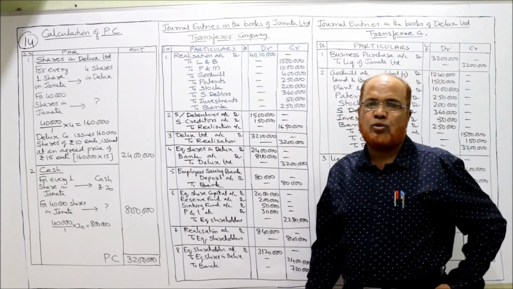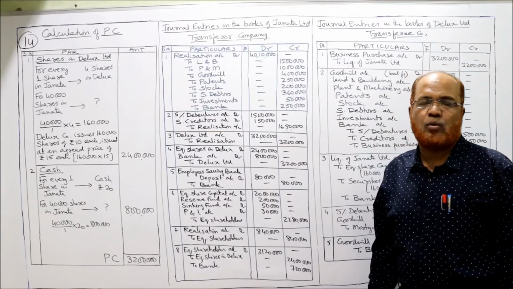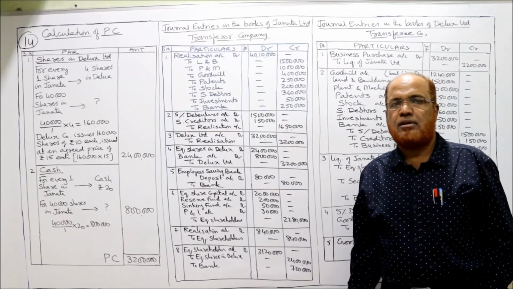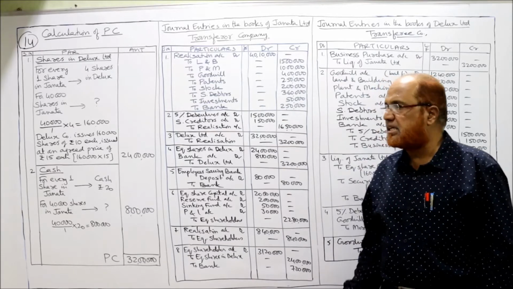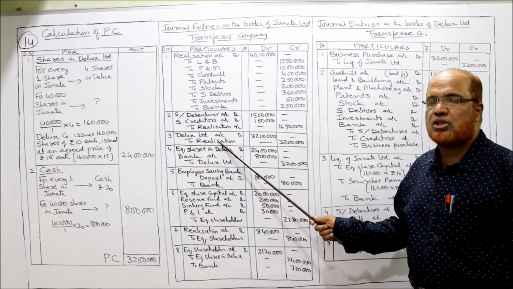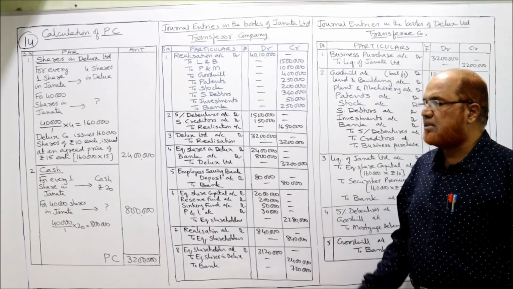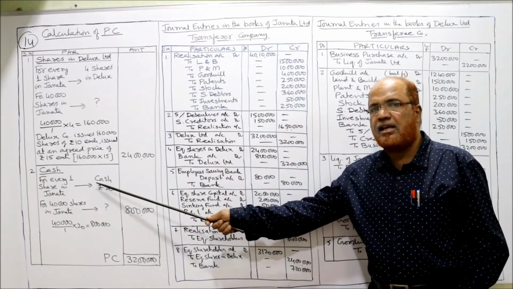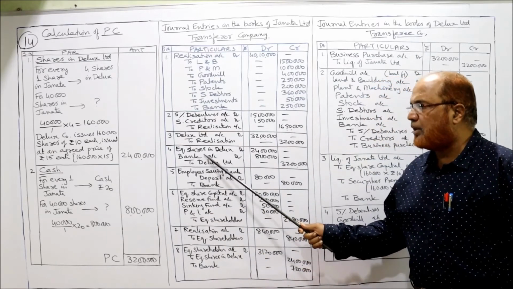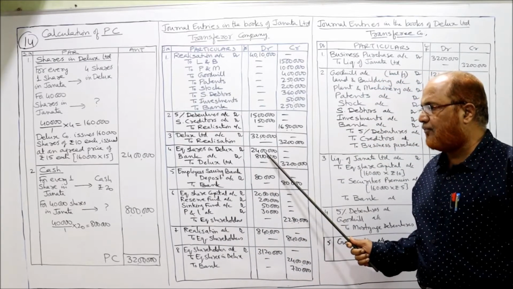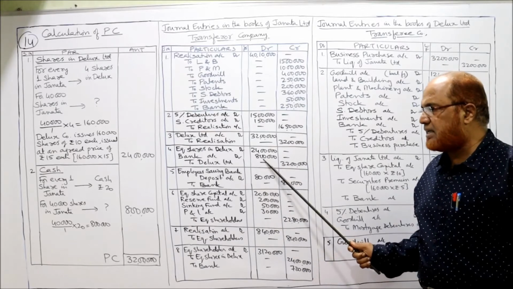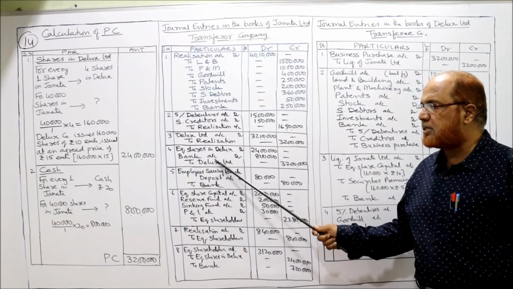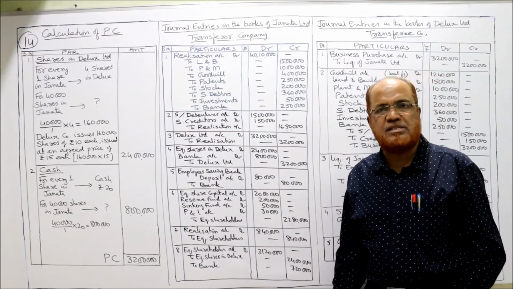Third entry will be PC due, purchase consideration due, transferee company account debit to realization. The transferee company is Deluxe. So Deluxe Limited account debit to realization being the PC due. Now PC received. The purchase consideration is received in the form of shares and in cash. So equity shares in Deluxe Limited account debit 24 lakh, bank account debit 8 lakh to Deluxe Limited 32 lakhs. Being the purchase consideration received, being the PC receipt.